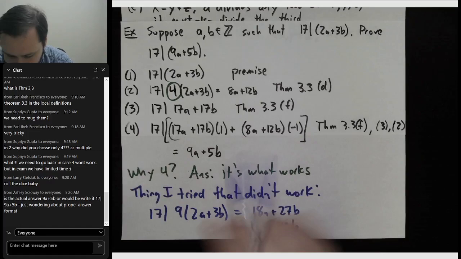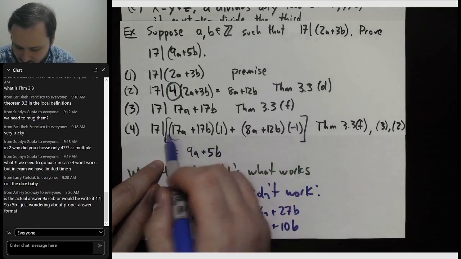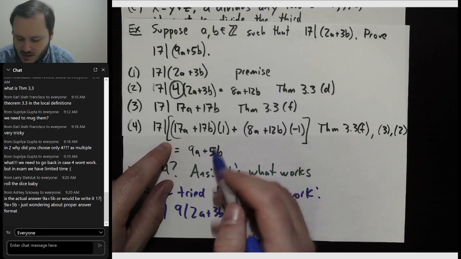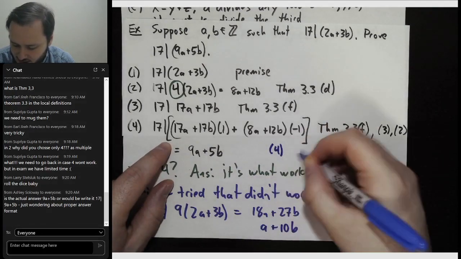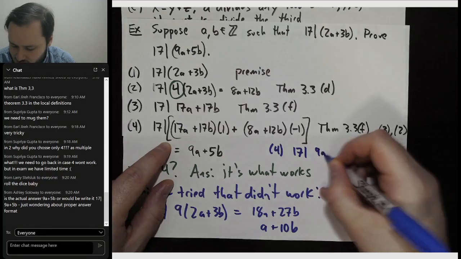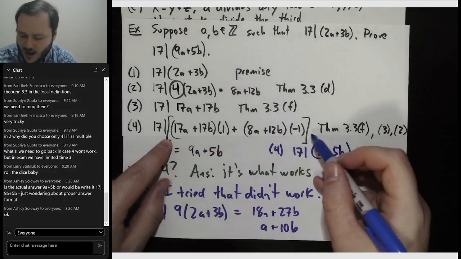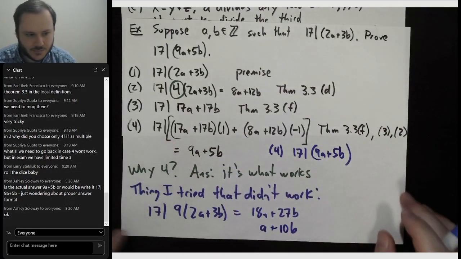Good question. So what I'm saying here is that this stuff in brackets is equal to 9a plus 5b. So step 4 is really saying 17 divides 9a plus 5b. But the stuff in brackets is the math I was simplifying.